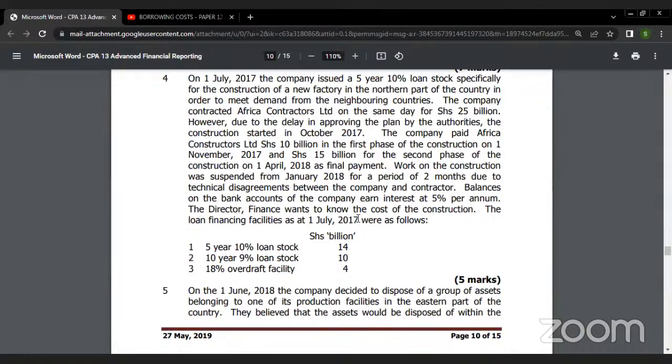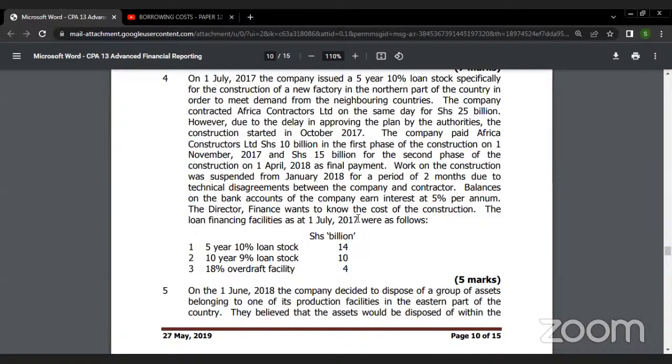Because we need to know if there is suspension of the construction work, should we cease capitalization or should we continue with capitalization? The standard makes it very clear that we cannot cease capitalization during periods when substantial technical and administrative work is being carried out. So here there was a suspension, but of course, we cannot cease capitalization.